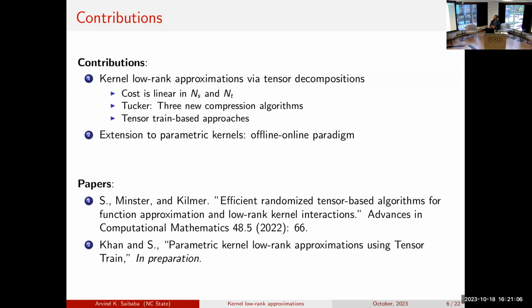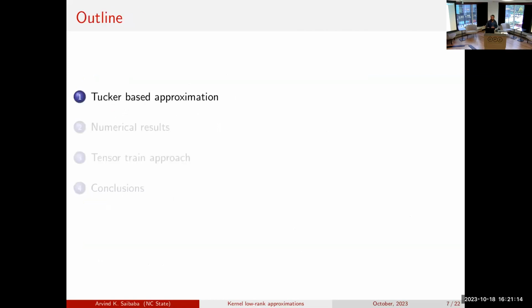And if you're interested, the Tucker part of this work appeared in this paper last year, and we're trying to put out the tensor train work. So that brings out the outline of my talk. I'll first talk about the Tucker-based approach, and then very briefly talk about tensor train and really go to Abraham's post. You'll hear me say that much.